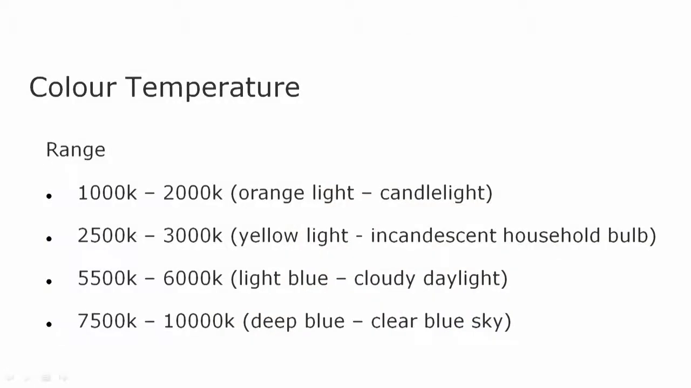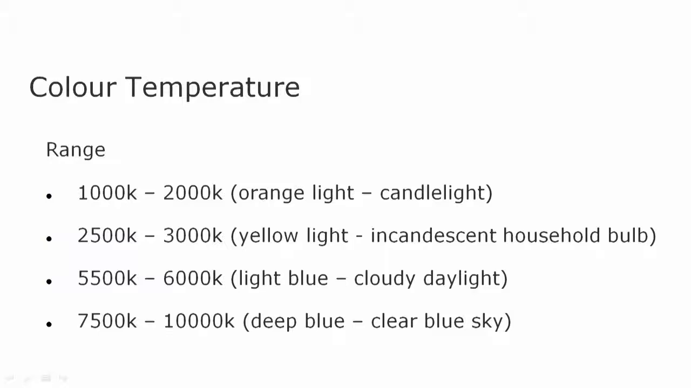So let's just briefly touch on color temperature. We're not going to get bogged down in this, but we want to keep it nice and simple. All light has a color temperature, and it tends to range in what we can see from 1000K to 10,000K. Now 1000K is orange light, or candle light. You'll see that light early in the morning or late in the evening, and photographers call that golden light. Then you've got yellow light, 2500 to 3000K. This tends to be the inside light. And then you come to 5500 to 6000, which is light blue, cloudy daylight.